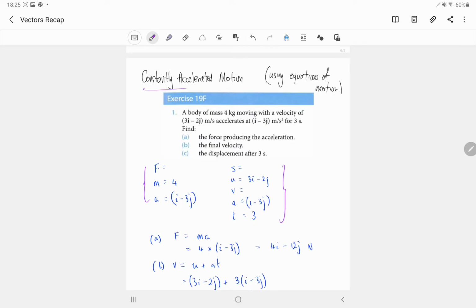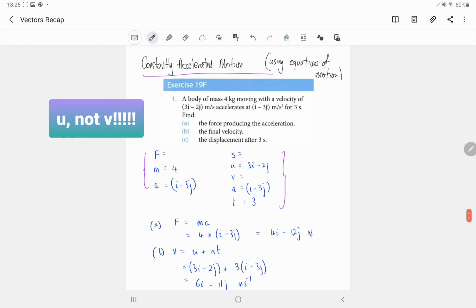19f is using F is equal to ma and also our SUVAT questions. So this is questions that have constant acceleration, so we can use SUVAT. First part, well, let's read the question. We'll have a mass, we'll have an initial velocity, so that's u. We have an acceleration a, and we have time t. We're looking for force.